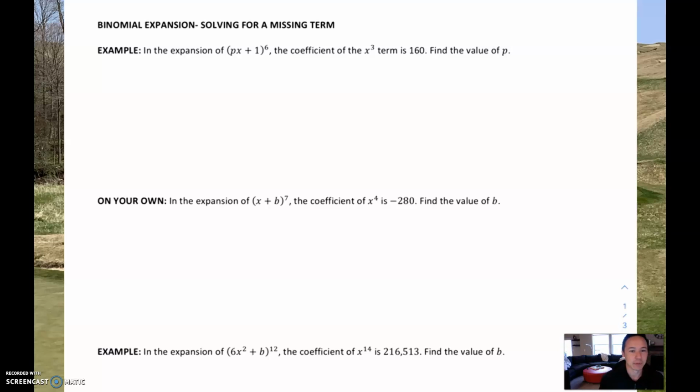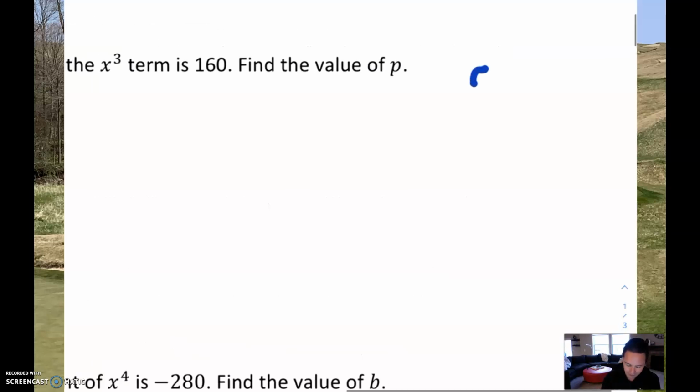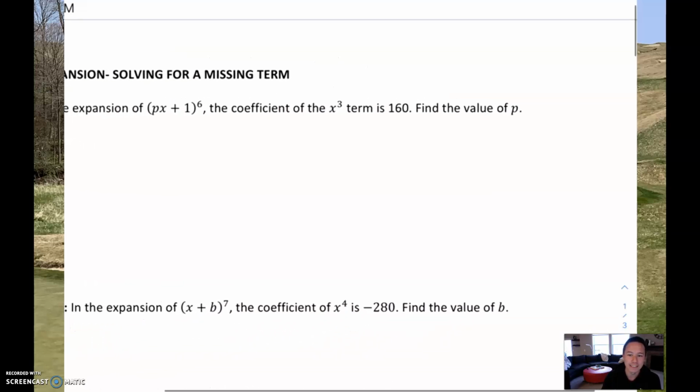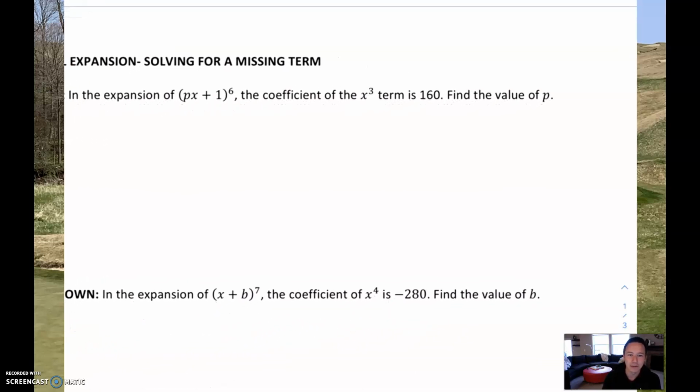With the first example, it says in the expansion of (px + 1) to the 6th power, the coefficient on the x cubed term is 160. Coefficient means the number in front of a variable. So if you have 5x squared, the coefficient is 5. That's all the word coefficient means. Find the value of p. So we're going to approach it this way.